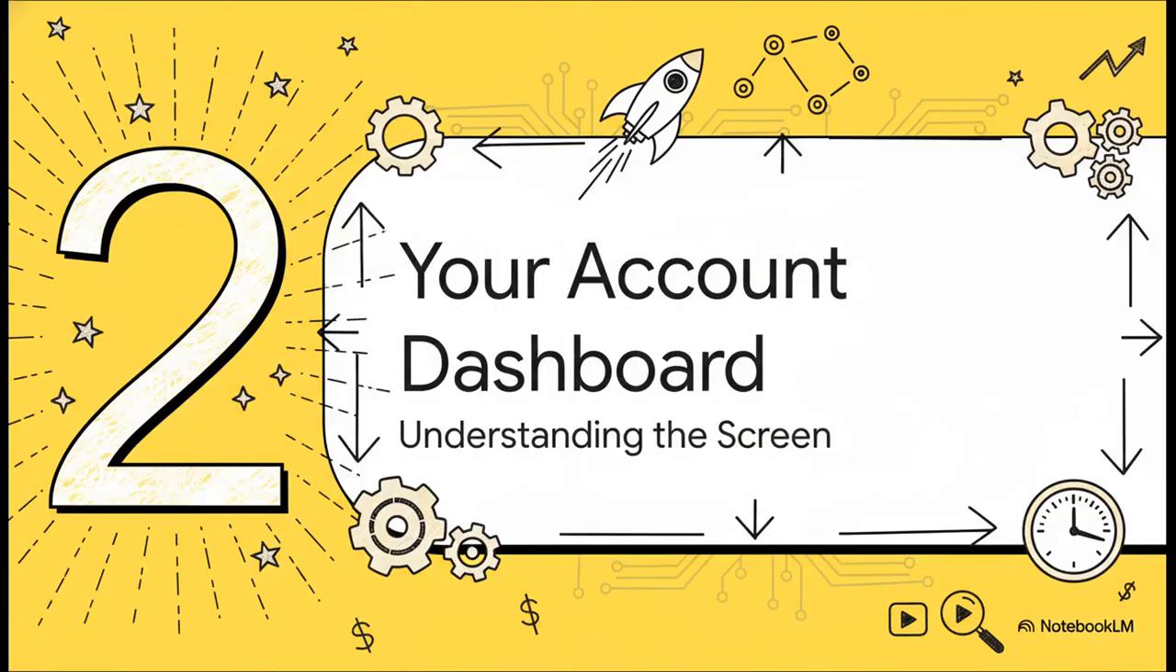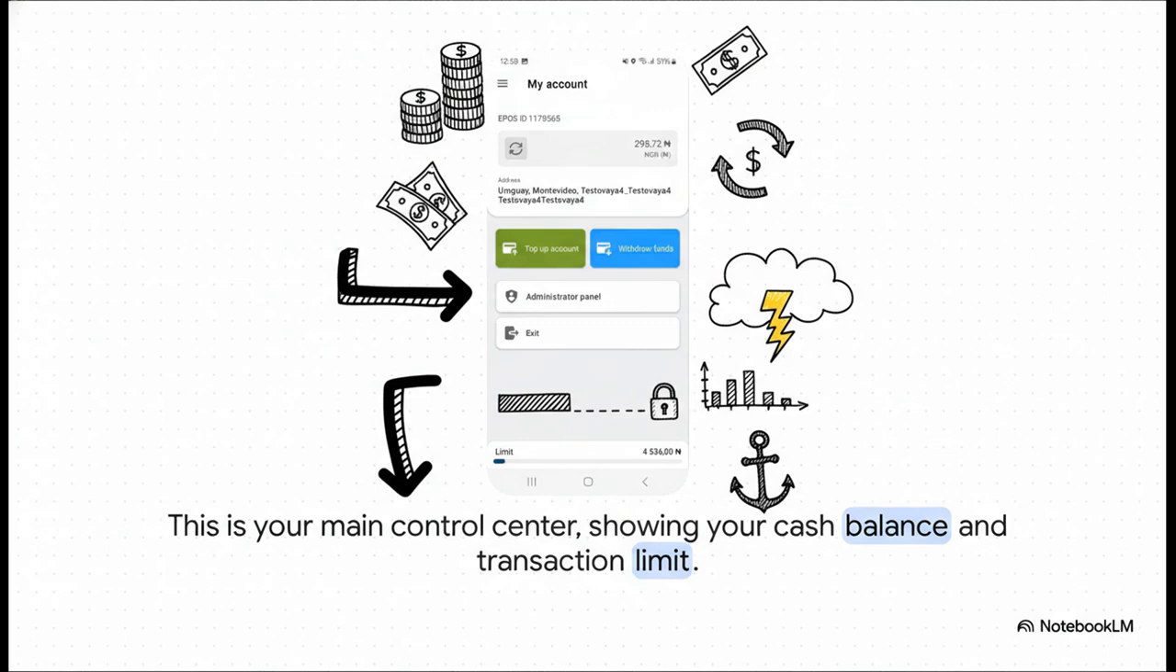Okay, once you're in, you'll land right on your account dashboard. Think of this as your mission control for everything you'll be doing. Let's break down what you're looking at here. You'll see 2 really important numbers right away. Up at the top, that's your cash balance. That's the literal physical cash you have with you. Then, down at the bottom, that's your transaction limit. And you're going to want to pay close attention to both of these.